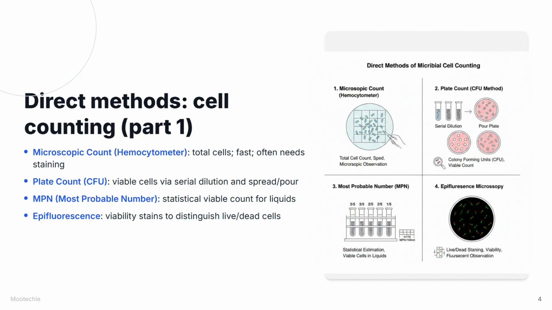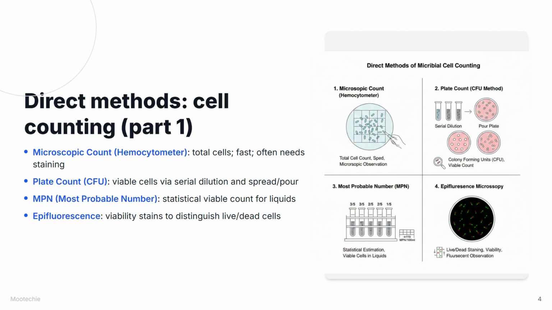The third method is MPN or most probable number. This is a statistical estimation for counting viable cells in liquid samples. Finally, epifluorescence microscopy uses viability stains to distinguish live from dead cells under a fluorescent light. Looking at the diagrams, we see a visual comparison.